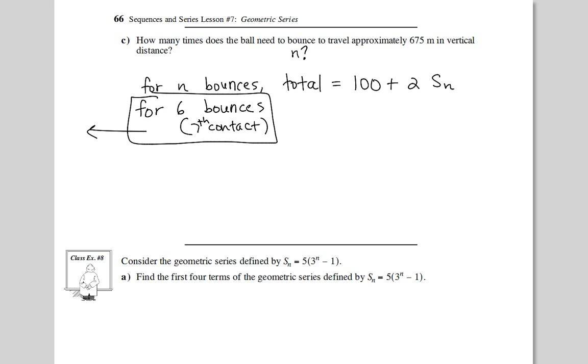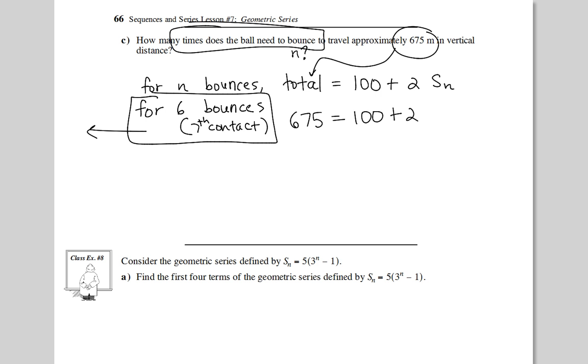So how many times does the ball need to bounce? N bounces. Okay, the total is 675. 100 plus 2Sn. Let's just do this algebra. Sn formula.